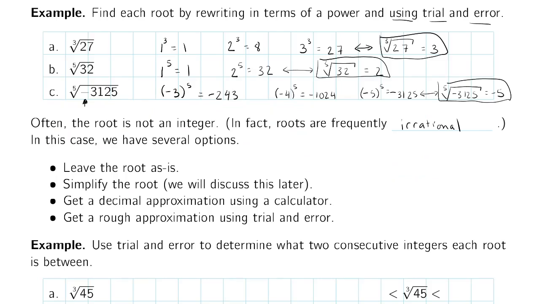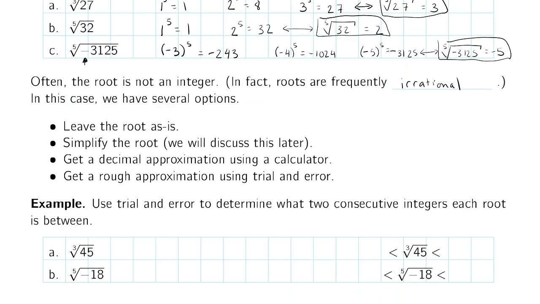One option is to just leave it as is and just report whatever result we want as a root. Another option is to do what's called simplifying the root, which we'll discuss later. We can get a decimal approximation using a calculator, or we can get just a rough approximation by hand using trial and error. So let's see that last one in action.